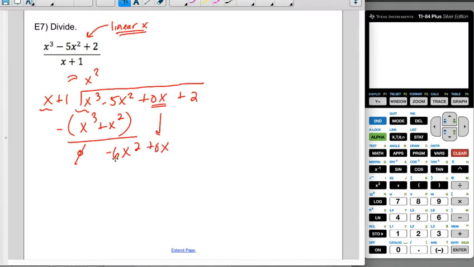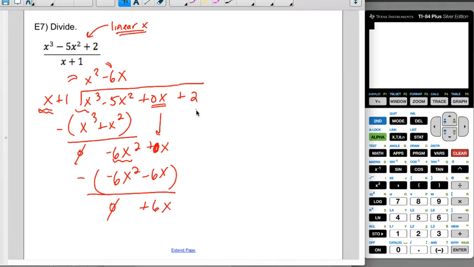So I say, what do I have to multiply this x by to get negative 6x squared? Well, that's a negative 6x. So negative 6x squared minus 6x, because remember, I'm distributing this to both of those two terms. And then I subtract straight down. Notice that this was a 0, not a 6. They just kind of look alike. Negative 6x squared minus a negative 6x squared is gone. That's the whole point. 0 minus a 6x would be a plus 6x, and then I drop this plus 2 all the way down.